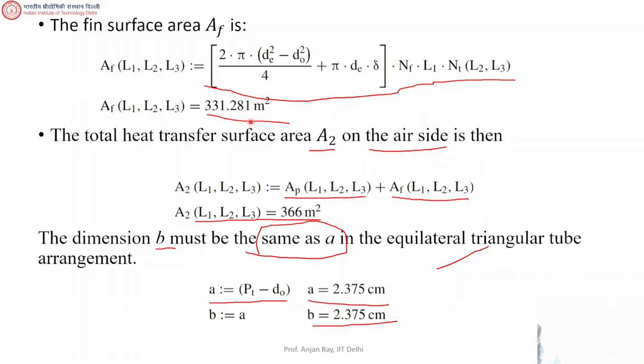Obviously, we are making the heat transfer much more effective by increasing this area. So the total heat transfer area, which we are calling A2, is AP plus AF, and AP plus AF is 366.